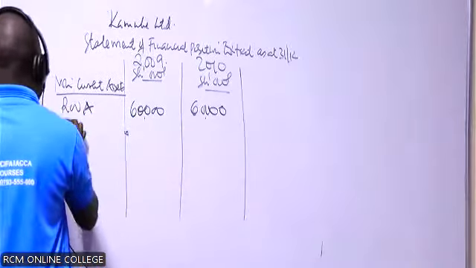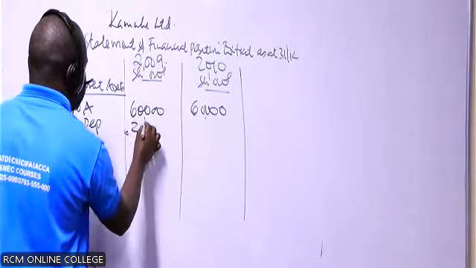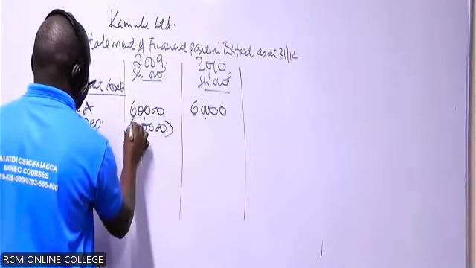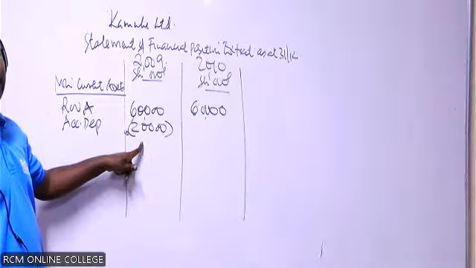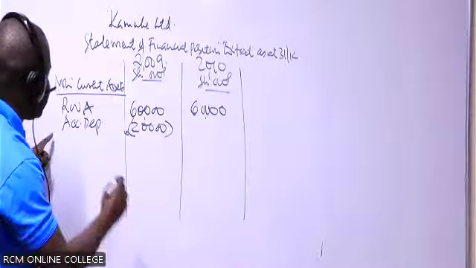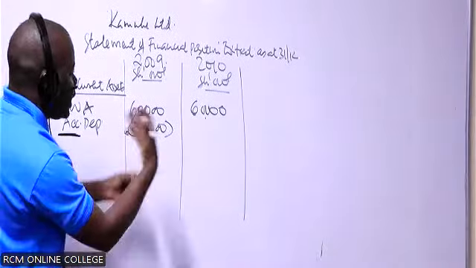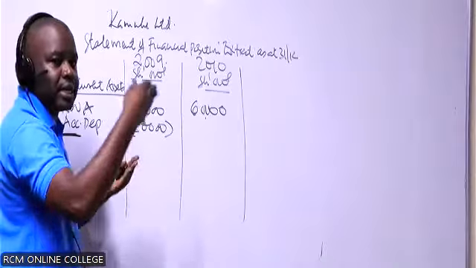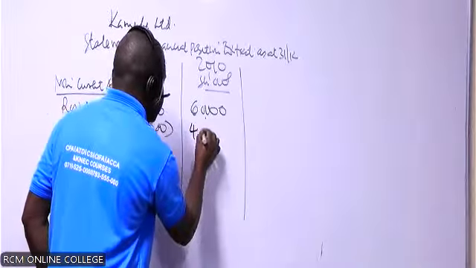But now we have the accumulated depreciation. For the first year, hii asset ina lose 20,000. Hiyo tulikuwa tushaona pale kwa step yetu, step number 3. You just remember this one is accumulated. And therefore, when you go to the second year, you have to add for the first year and second year. That is what you mean by having to accumulate. So it will likely be 40,000.